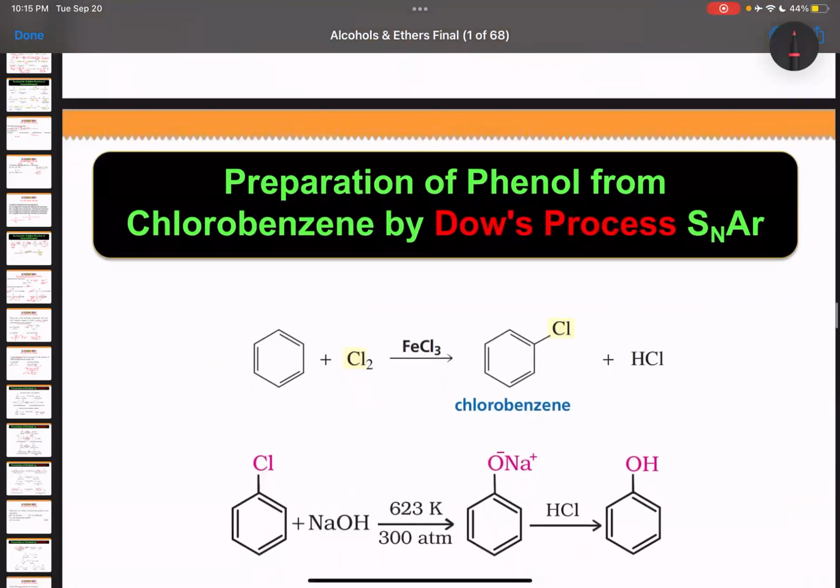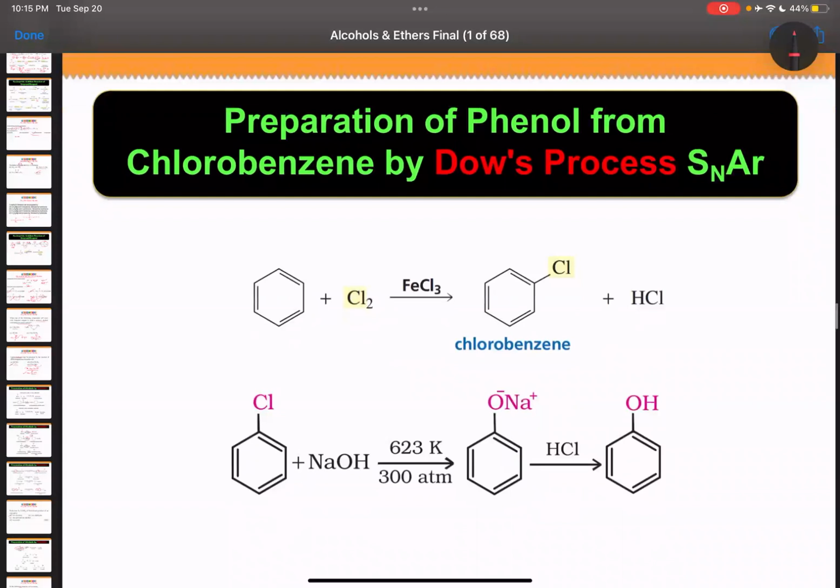So preparation of aromatic alcohol. This we have seen, we will just quickly go through it. Can you tell me how you can convert benzene to phenol quickly?